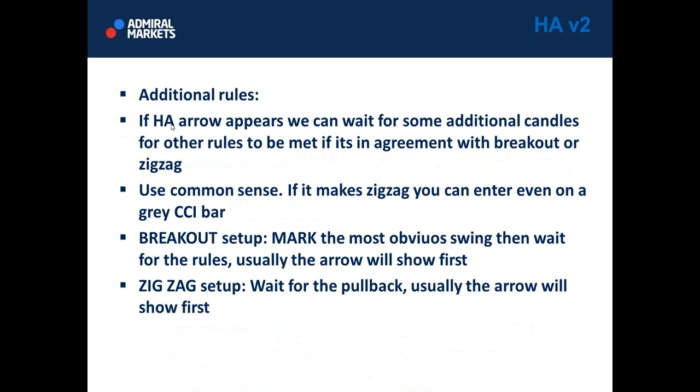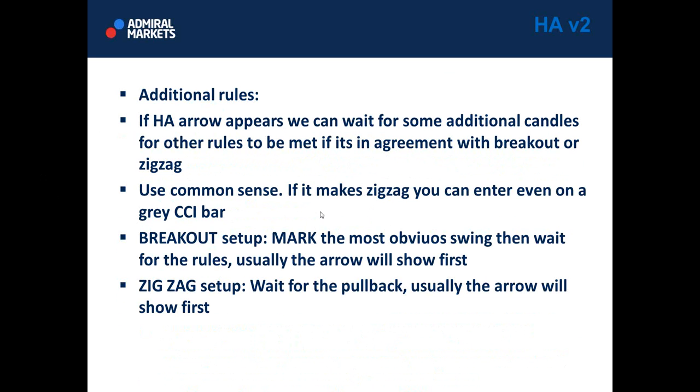Additional rules. If the Heiken Ashi arrow appears, because I told you this is the signal for the earliest entry we can have with this system, we can wait for some additional candles for other rules to be met, if it's in agreement with breakout or zigzag. I will explain that on charts.